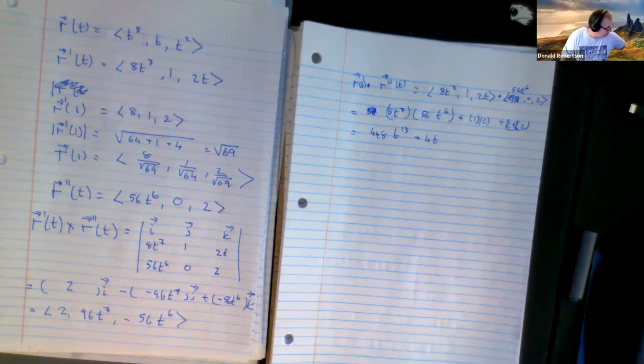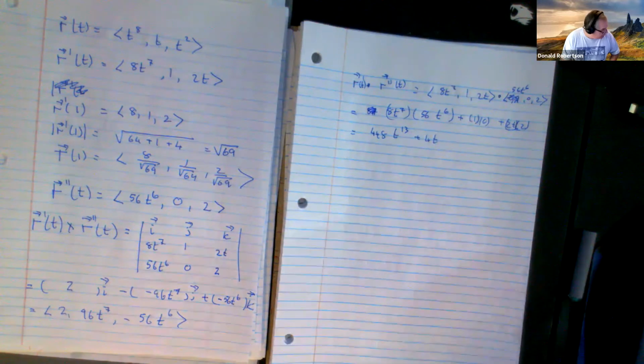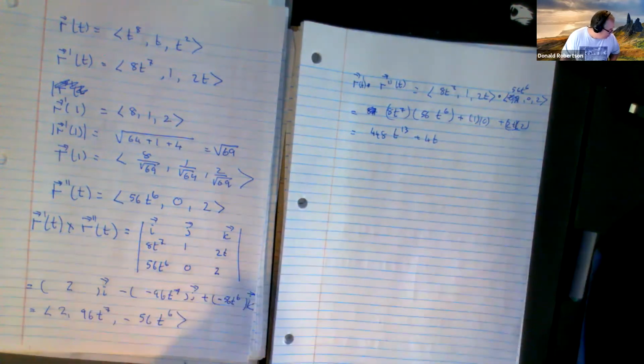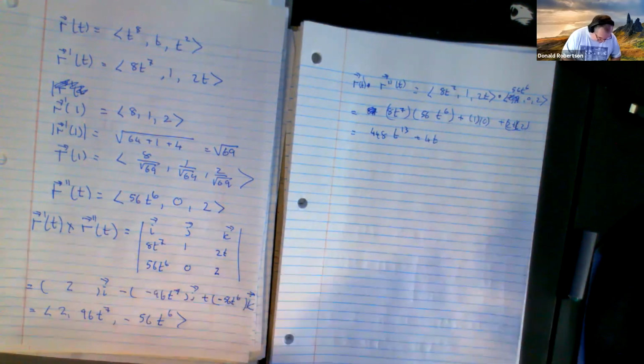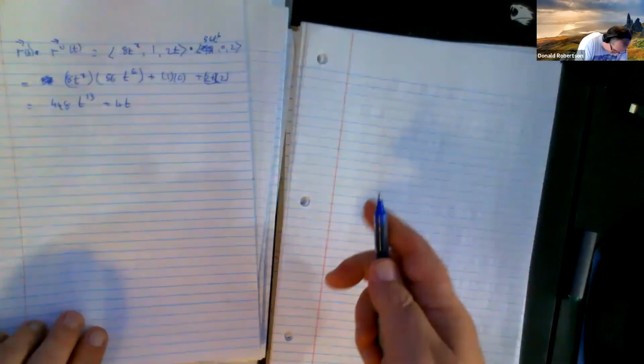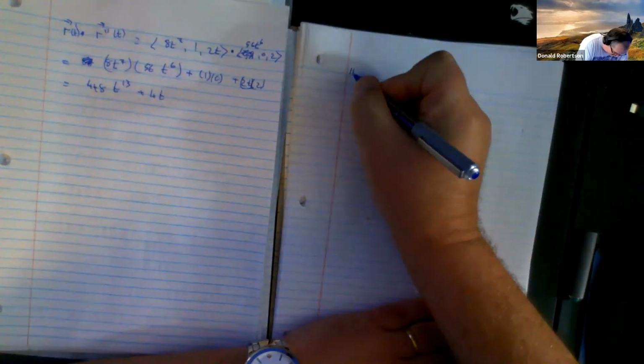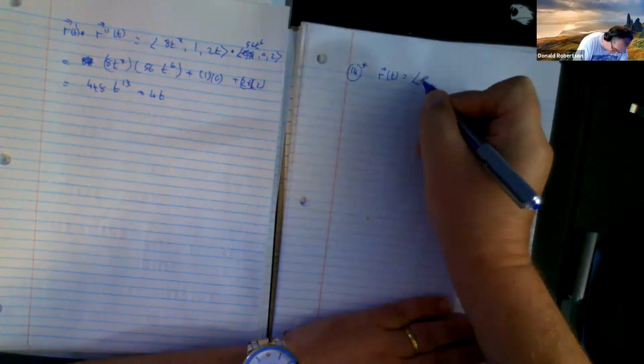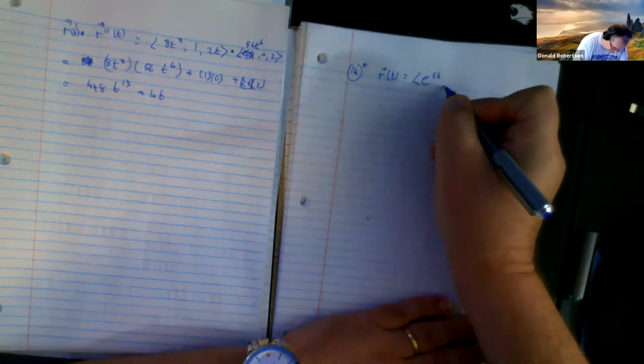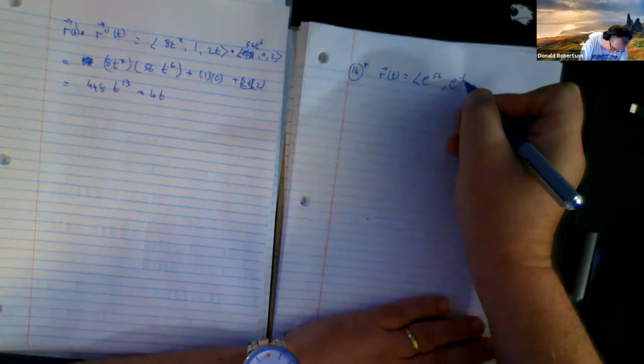Okay. Let's do, who shall we do? Okay, let's do this one. Version 14. We have a space curve. It's e to the 5t, e to the negative 6t, and 1.